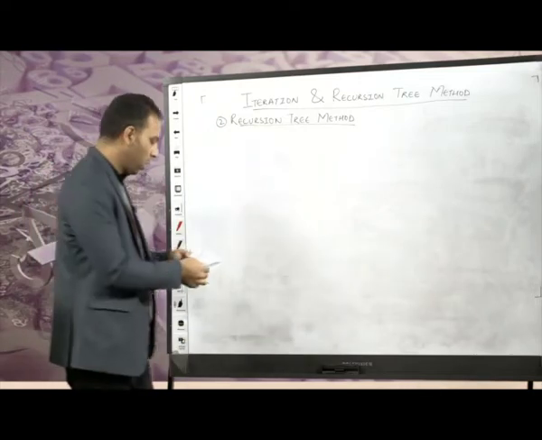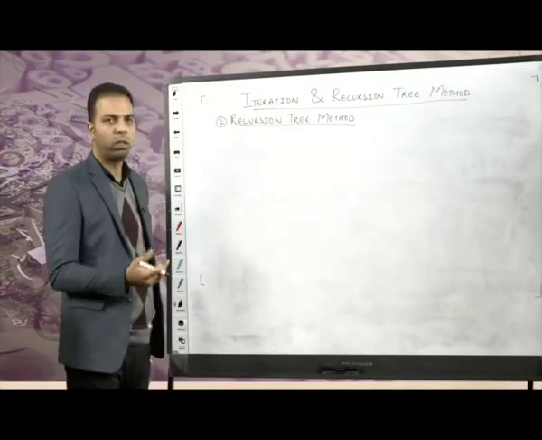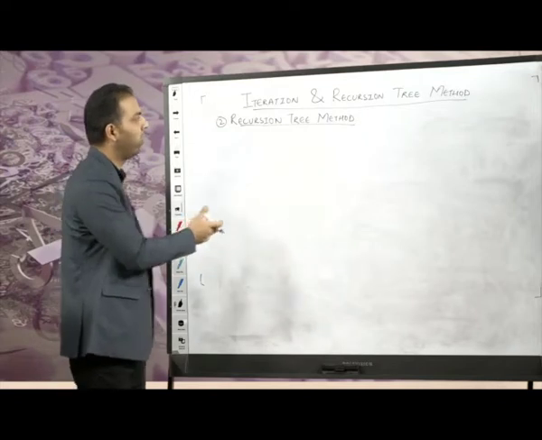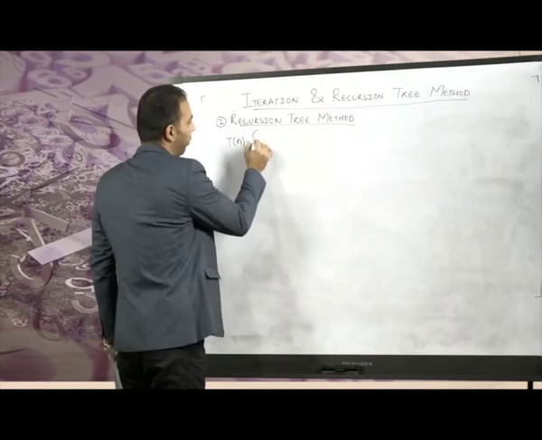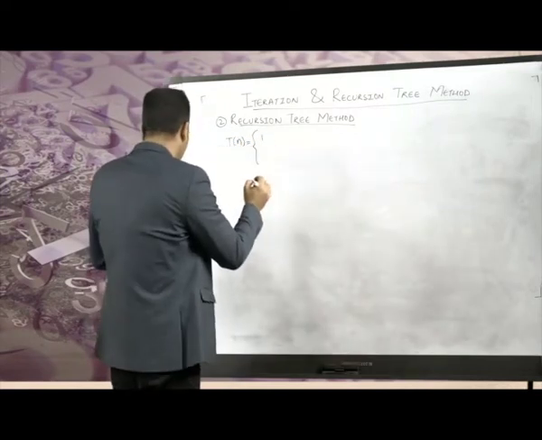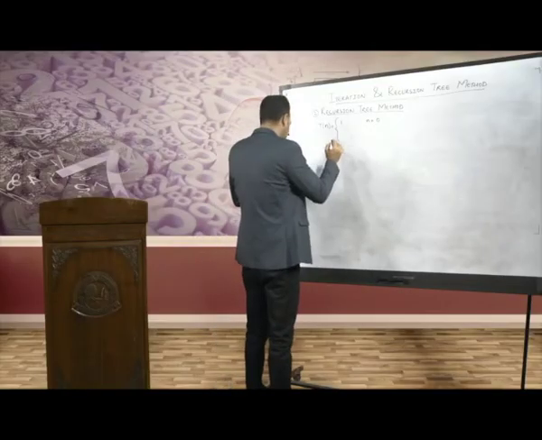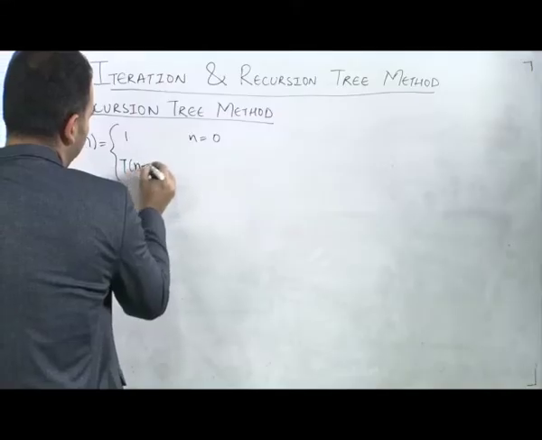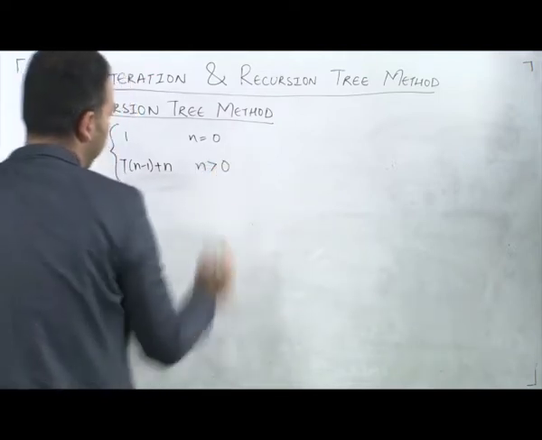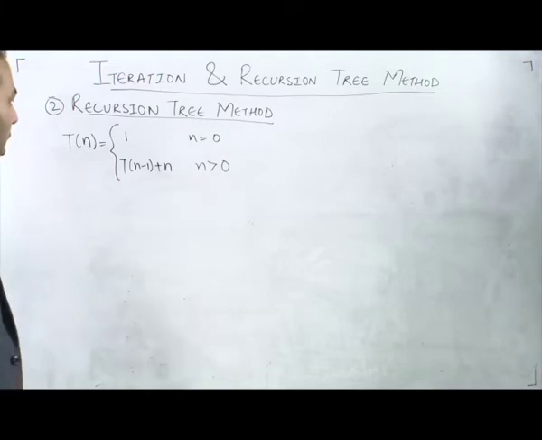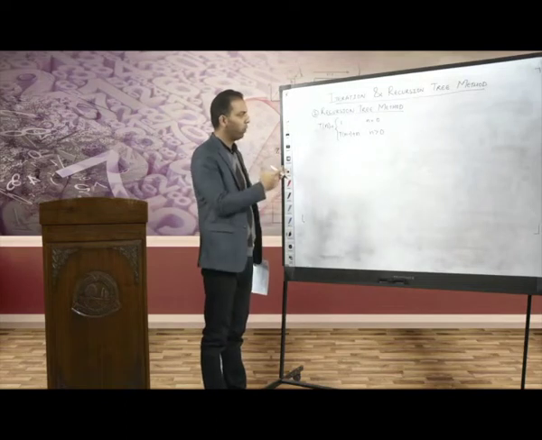So what we'll do is see the recurrence that I showed before this one, that we used in the iteration method. The recurrence there was T of n equal to 1 when n was equal to 0, and it was equal to T of n minus 1 plus n when n was greater than 0. So now we will use the recursion tree to solve this recurrence.